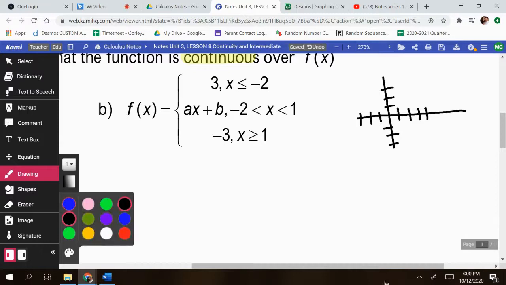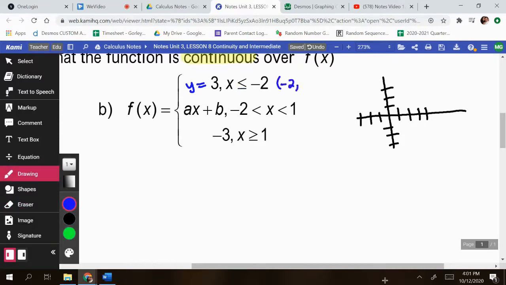Okay, I first see that y equals 3 when x is less than or equal to -2. Because this is less than or equal to, I know there's going to be a closed dot at -2. Right, we'll have a point at -2, 3. So like this, and y will be 3 when x is less than or equal to -2. So you're going to have some graph that looks like that.